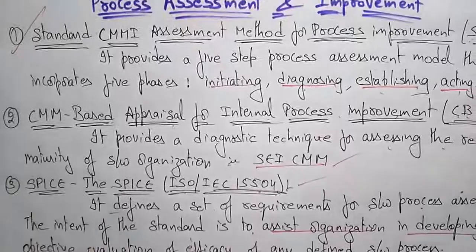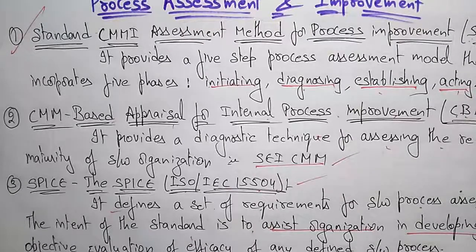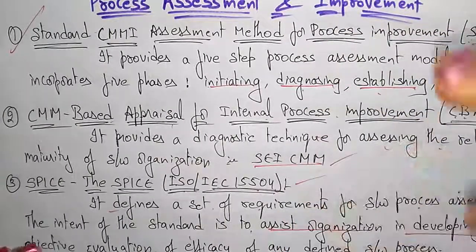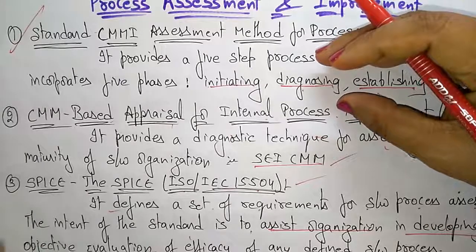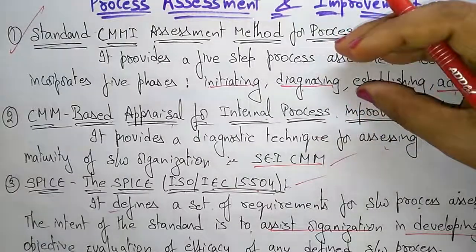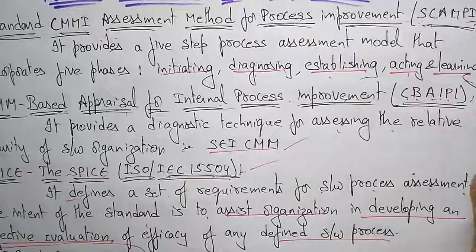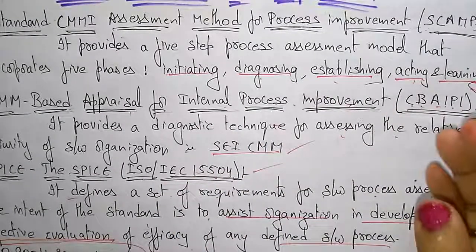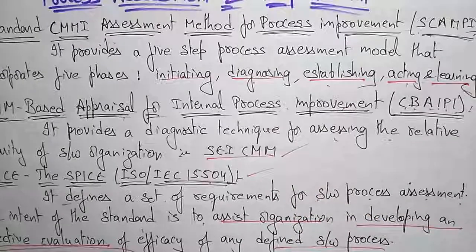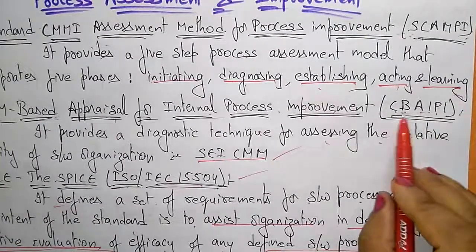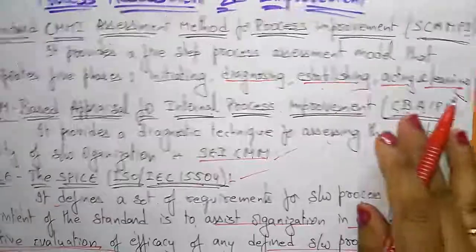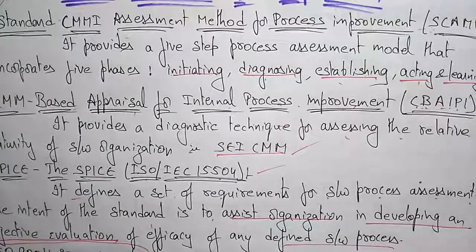So based on the usage, the evaluations, the requirements and the quality that the organization is going to provide in its software, they give the standards. If the product or process or any software follows these 5 phases, then the standard SCAMPI will be given to that software. If it follows the diagnostic technique for assessing relative maturity, then they give CBA IPI, internal process improvement. They are saying that your software has internal process improvement.